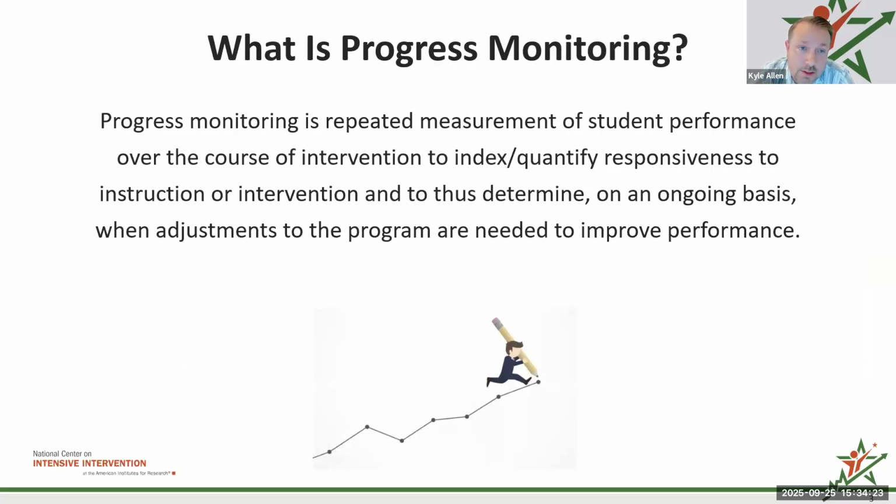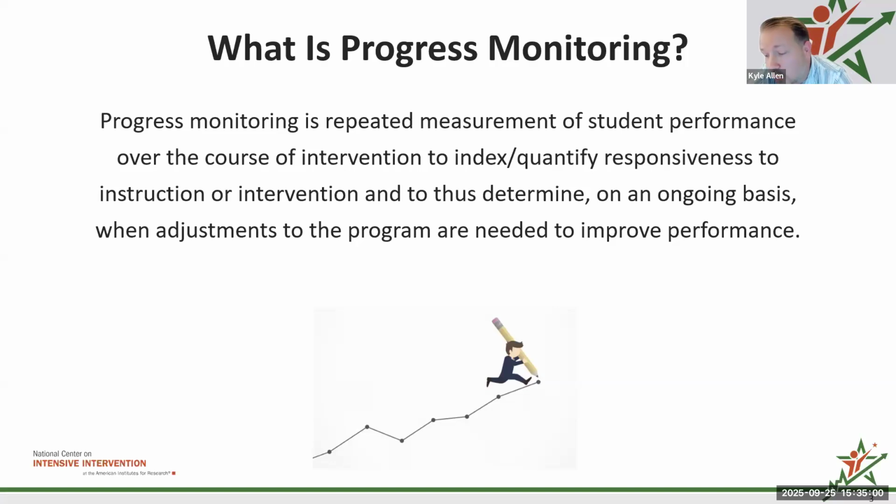So firstly, let's define what progress monitoring is. Progress monitoring is the repeated measurement of student performance over the course of an intervention to index and/or quantify the responsiveness to that instruction or intervention. There's some more words there, you can read those. But what I always say about progress monitoring is it really is what helps us determine the effectiveness of what we're doing through that intervention process. It's the data that I believe drives our instructional process.